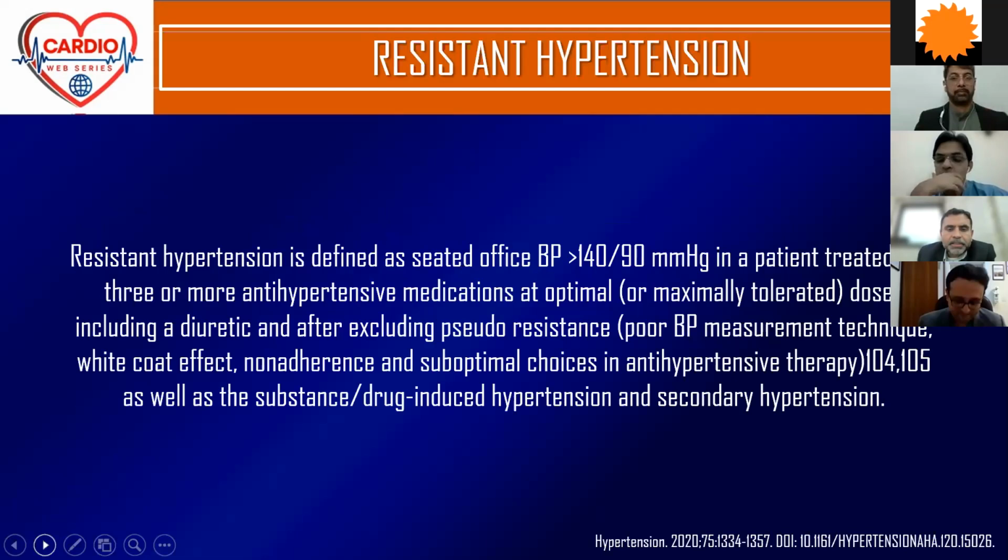Resistant hypertension is defined as a seated office blood pressure of more than 140/90 in a patient treated with 3 or more antihypertensive medications at optimal or maximal tolerated dose, that includes a diuretic. The caveat is that you have to exclude pseudo resistance, that is, poor BP measurement technique, white coat effect, or non-adherence and suboptimal choices in antihypertensive therapy. So the numbers are the same, it's just that the number of drugs has gone up, that is 3 agents, which includes a diuretic. The main issue is that you need to exclude what Sohail described very well, the blood pressure technique and the non-adherence and suboptimal choices. Of course, secondary hypertension causes, which Asaad alluded to some of them, and some drug-induced hypertension should also be excluded.